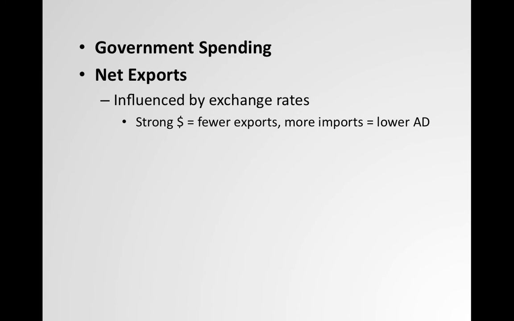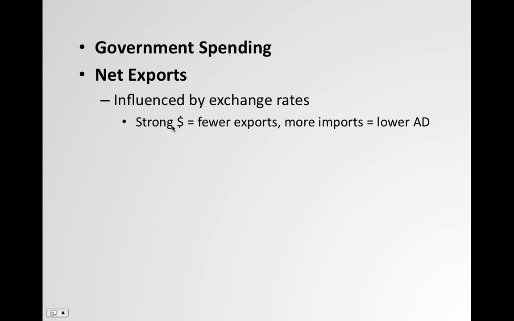And finally, net exports. This is the last thing that impacts aggregate demand. So net exports is basically exports minus imports. This is also influenced by exchange rates. So just note that if we sell more exports, then AD will rise. If we sell less exports, AD will fall. If we buy more imports, AD will fall. If we buy fewer imports, AD may rise. This is really impacted a lot by exchange rates.